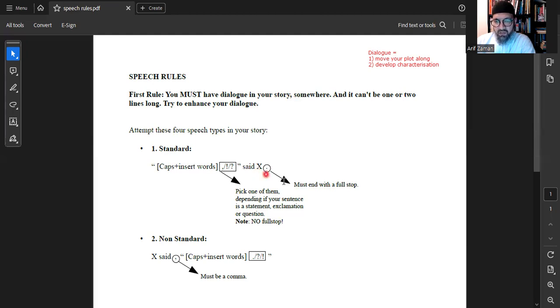So over here, it says must end with a full stop. That's straightforward. That's not usually the problem. The problem is this one here inside this box. Pick one of them, depending if your sentence is a statement, an exclamation, or a question. Note, and this is an important note, no full stop. So this is where people make a mistake. They put a full stop here. No, it's supposed to be after the person says said.